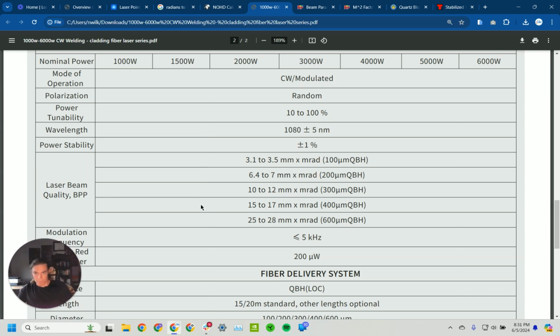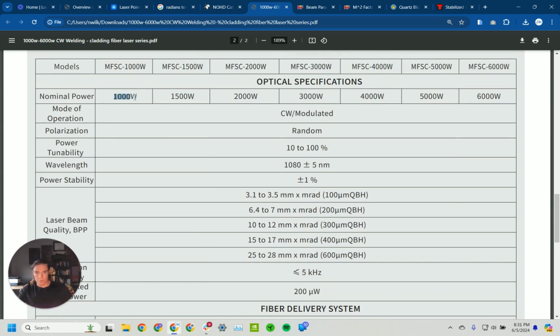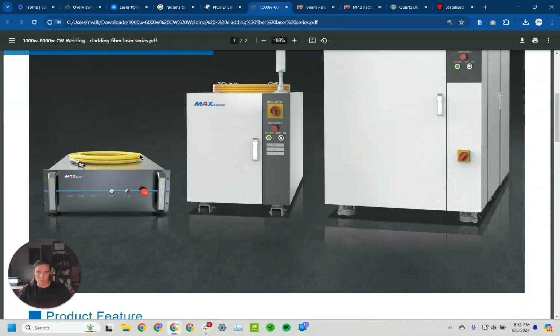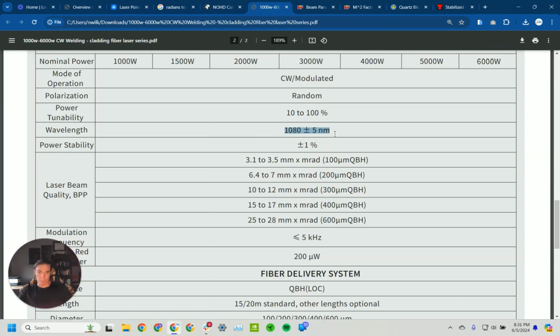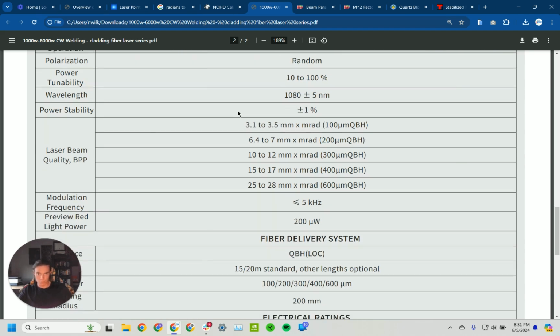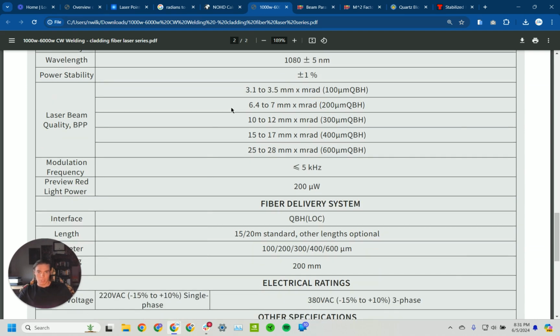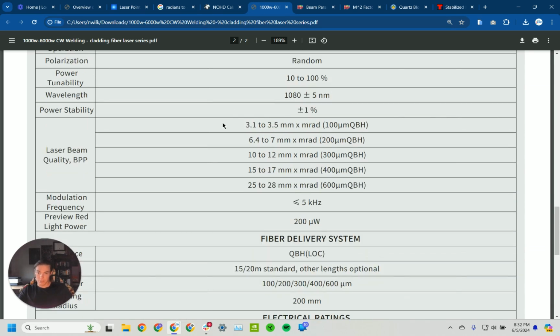So here's our specs. In this family of lasers, we have the lowest power of 1,000 watts, the highest power of 6,000 watts. That's these guys. And we have our wavelength. Okay, that's great. So 1080, we know that's infrared. Really close to 1064, which is very common. And an interesting thing about 1064, it is a 532 laser frequency doubled. You can Google that if you want to go down a really cool rabbit hole about crystal lasers.